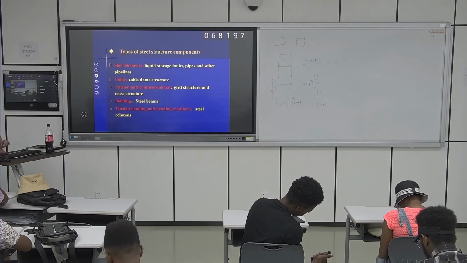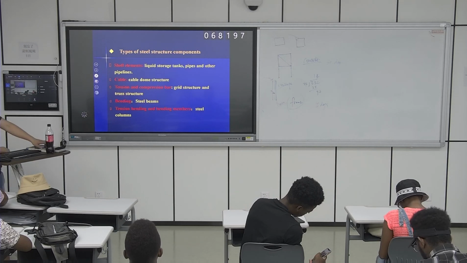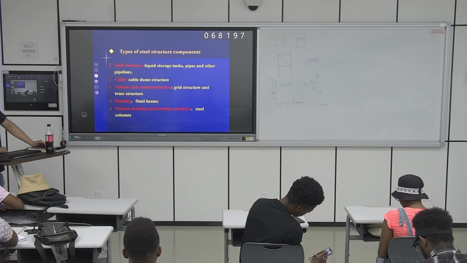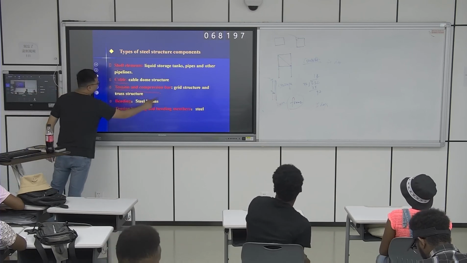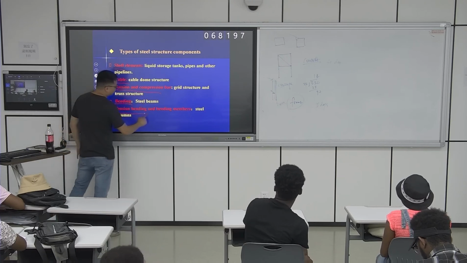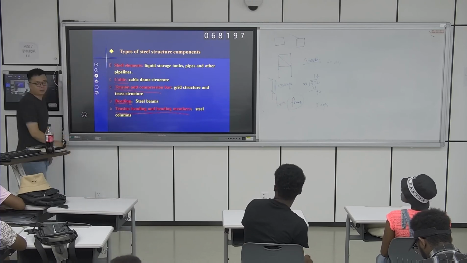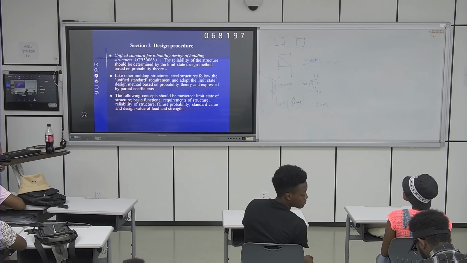Okay, some parts. Before we start the steel structure, we should know the specific elements of it, which include shell elements, cables, tension and compression bars, bearing and tension bars, and bending members. Okay, we will start in the next class.